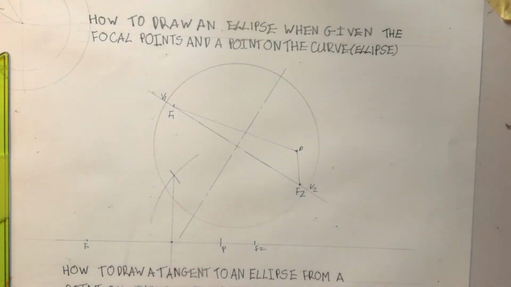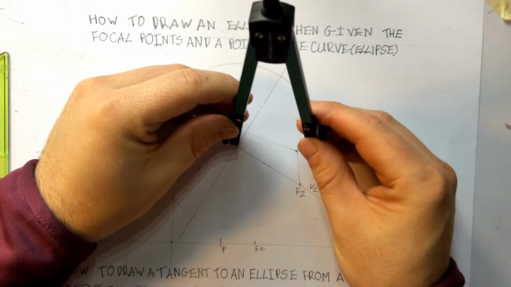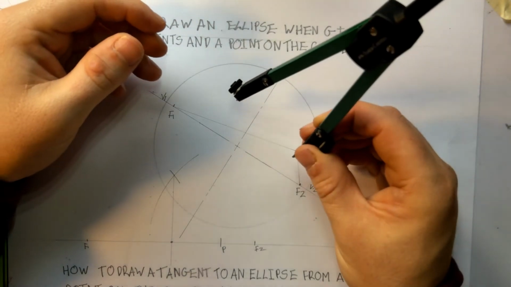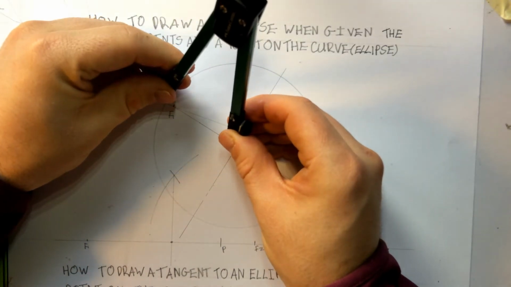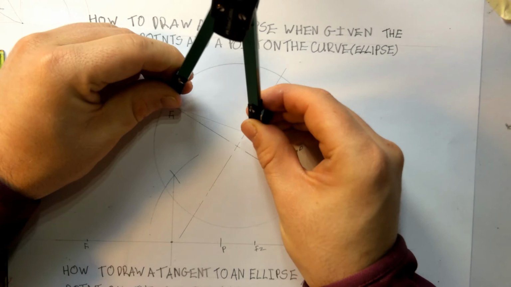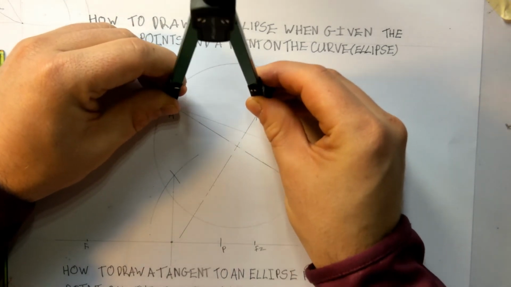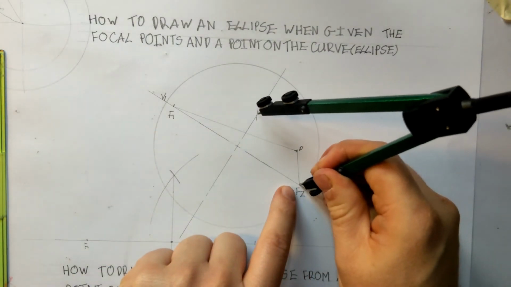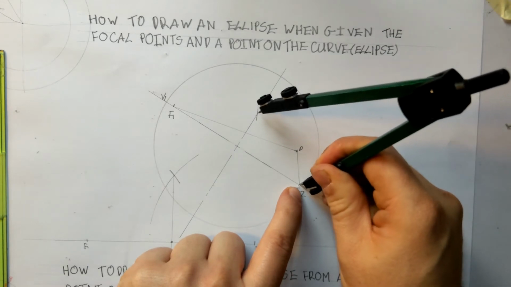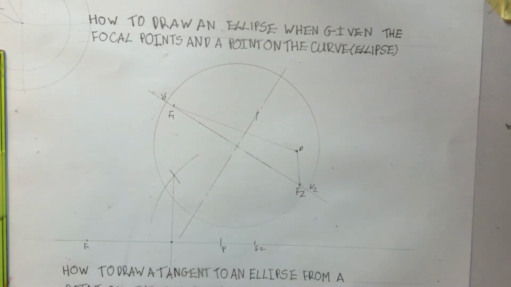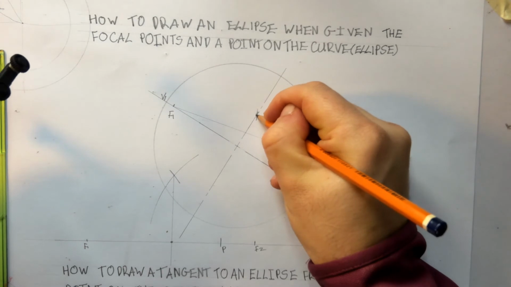Now, from here, we have two choices to get the minor circle. If you have the major diameter and you have the focals, you can take half the major and swing from the focals, and they intersect on the minor circle there. So that's the minor circle.